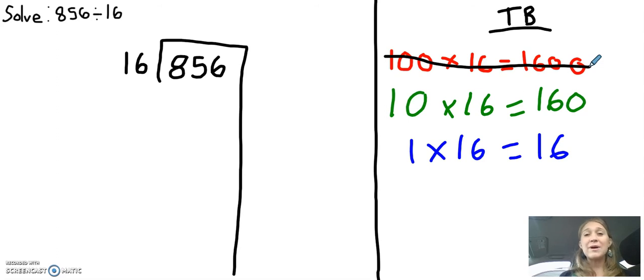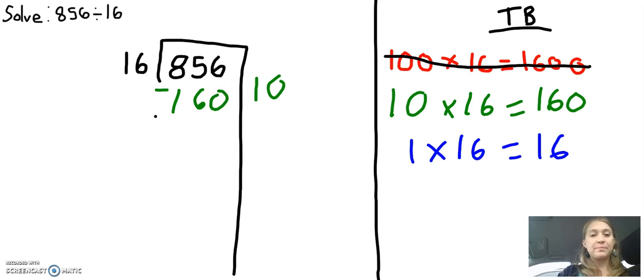So now I'm going to move down to my tens numbers. And I see that 10 times 16 is 160. And I know that I can use that to try to get rid of my dividend. So I'm going to put my friendly 10 on the outside. Put your number on the outside and your answer below. I'm going to say 10 times 16 is 160. And then I'm going to subtract.